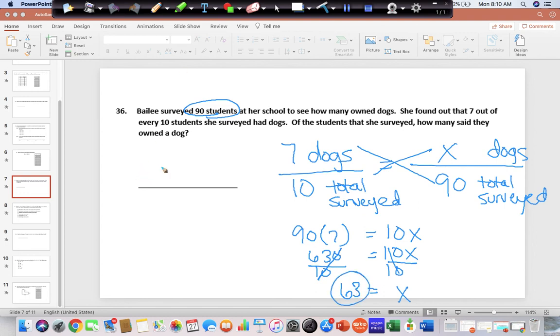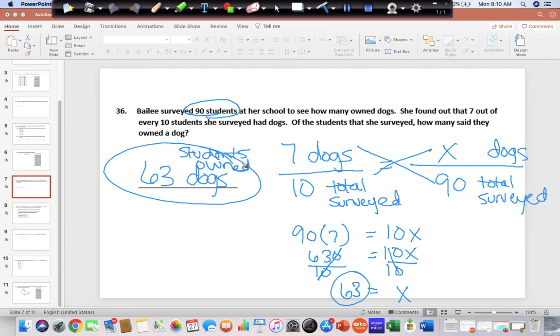So, how many said they owned dogs? 63 owned dogs. And by the way, I shouldn't have written 63 dogs. I just did that to abbreviate. We're talking about the students. So 63 students owned dogs. Okay, that's better.